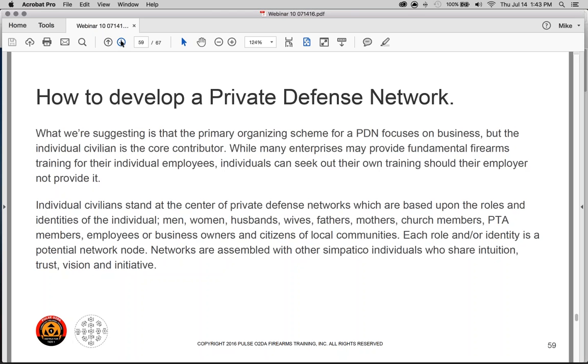So let's work through the specific steps here to close out the specific steps to develop a private defense network. What we're suggesting is that the primary organizing scheme for a private defense network should focus on business. But the individual civilian is the core contributor. While many enterprises may provide fundamental firearms training for their individual employees, individuals can seek out their own training should their employer not provide it.